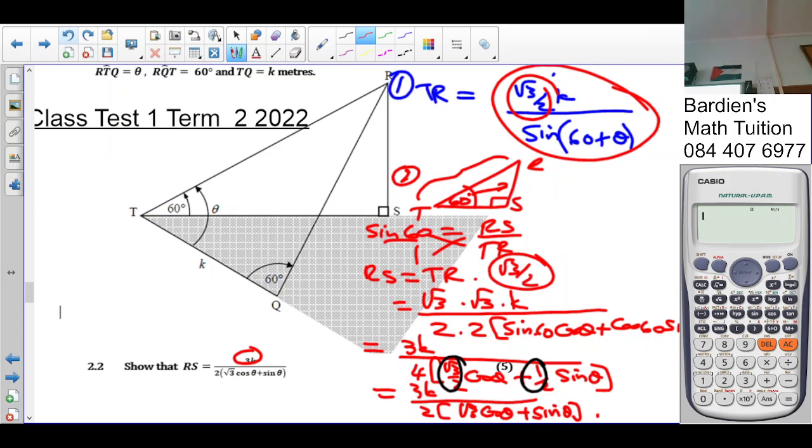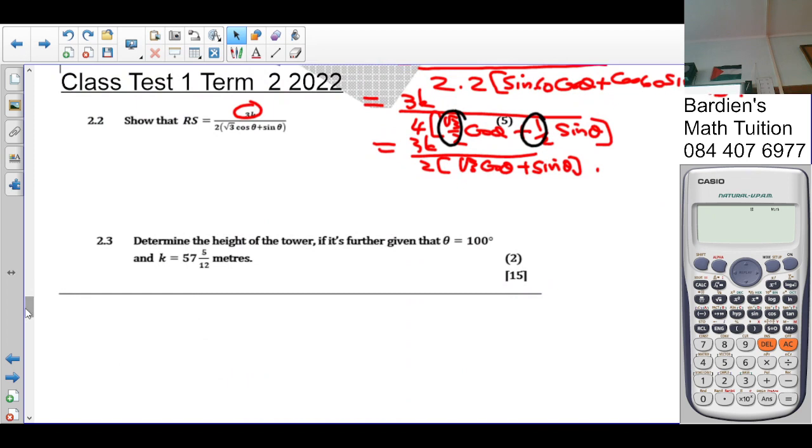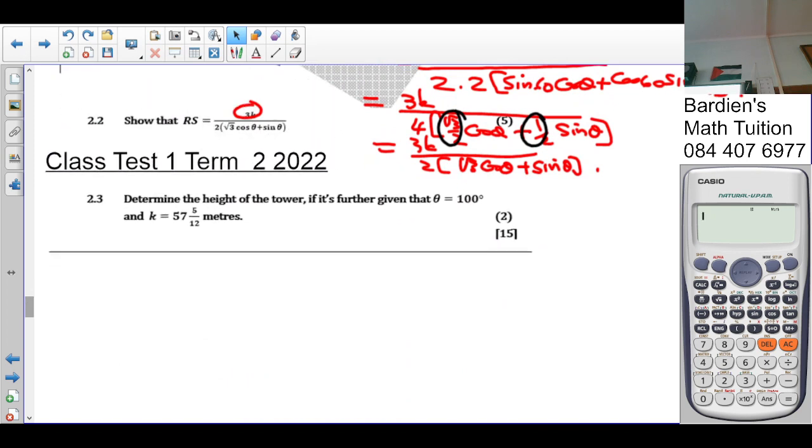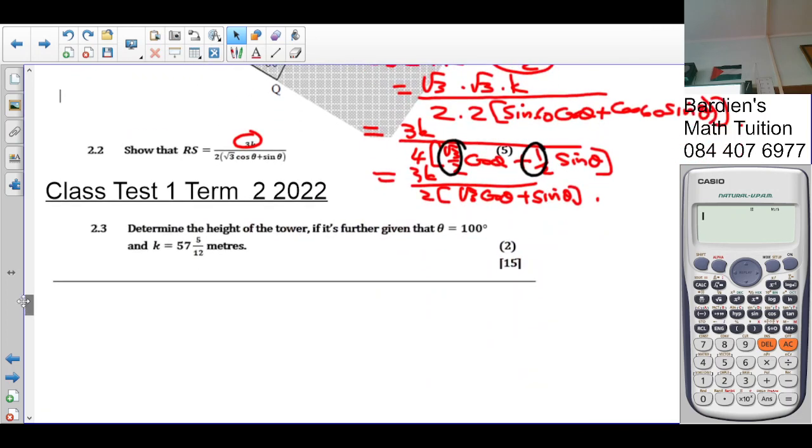And of course the last question is calculate using that formula there. It says determine the height of the tower. So if you're looking at the height of the tower, in other words, they want you to calculate RS. So RS is the height of the tower, if it's further given that theta is 100 degrees and k is 57 and 5/12. So that's a straightforward substitution question.